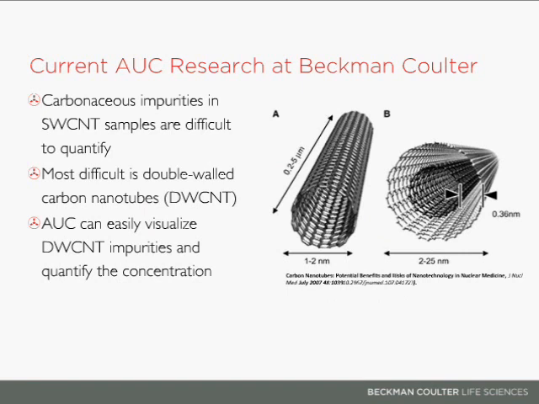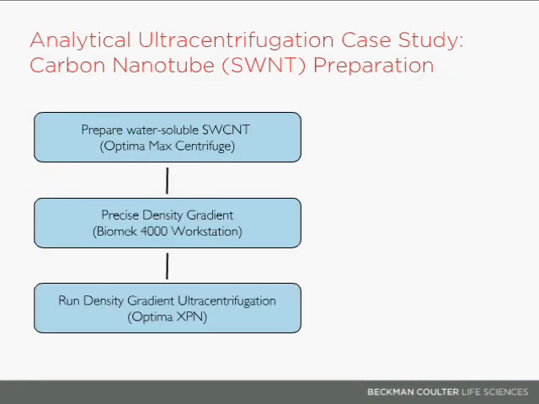So what we did with preparing the single-wall carbon nanotubes was, using an Optima MAX tabletop model centrifuge, we were able to prepare water-soluble carbon nanotubes without aggregates in 2 minutes of ultracentrifugation. Typical centrifuge times for carbon nanotubes take an hour to 6 hours at 22,000 G. By running for 2 minutes at 131,000 G, we were able to remove the aggregates.